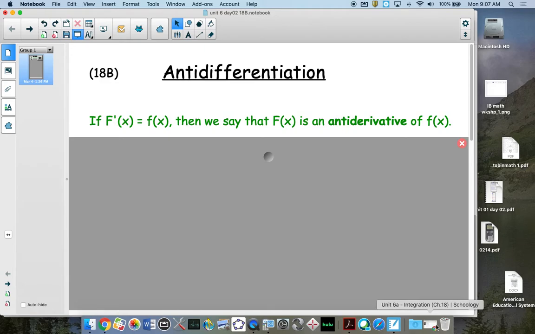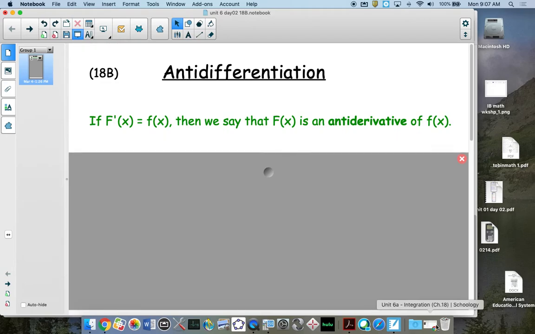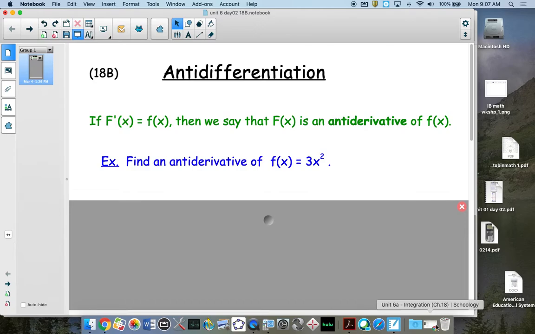So we spent several units doing derivatives and finding f prime, given f. Now we're kind of going to work backwards. So if I give you a function, I want to find the function whose derivative is equal to that function that I gave you. So for example, we're just going to go through a bunch of examples here, and it'll be a lot clearer after we go through some of these.